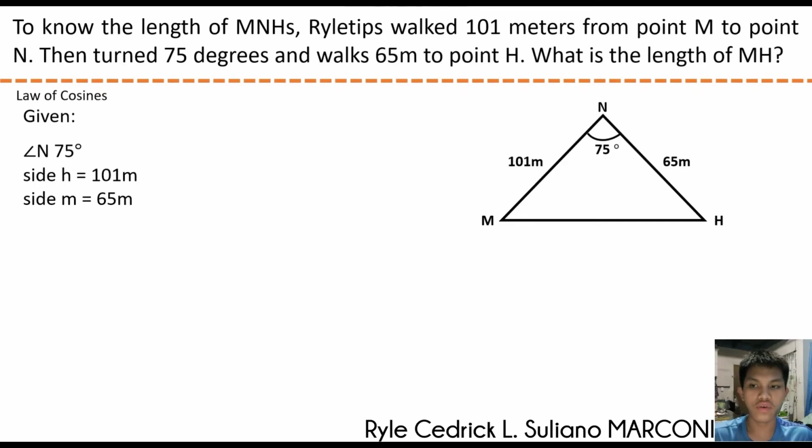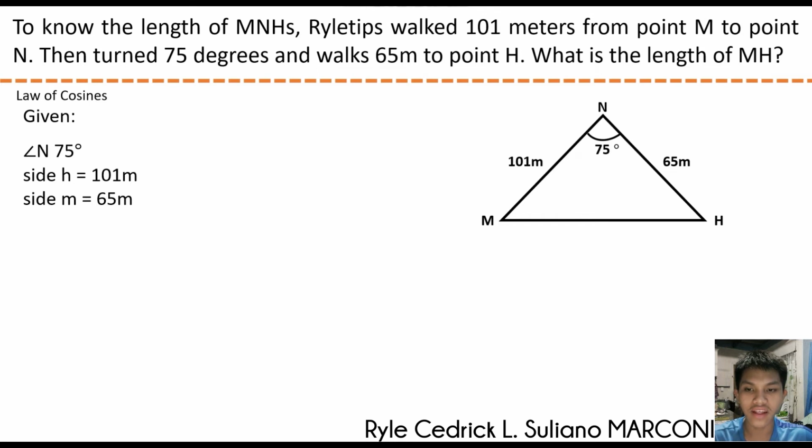Law of cosines. To know the length of MNHS, relatives walk 101 meters from point M to point N, then turn 75 degrees and walk 65 meters to point H. What is the length of MH? We have our given: our angle N at 75 degrees, side H is equals to 101 meters, and side M is equals to 65 meters. Now plotting these values to our triangle will result to this, and this is a side angle side case.